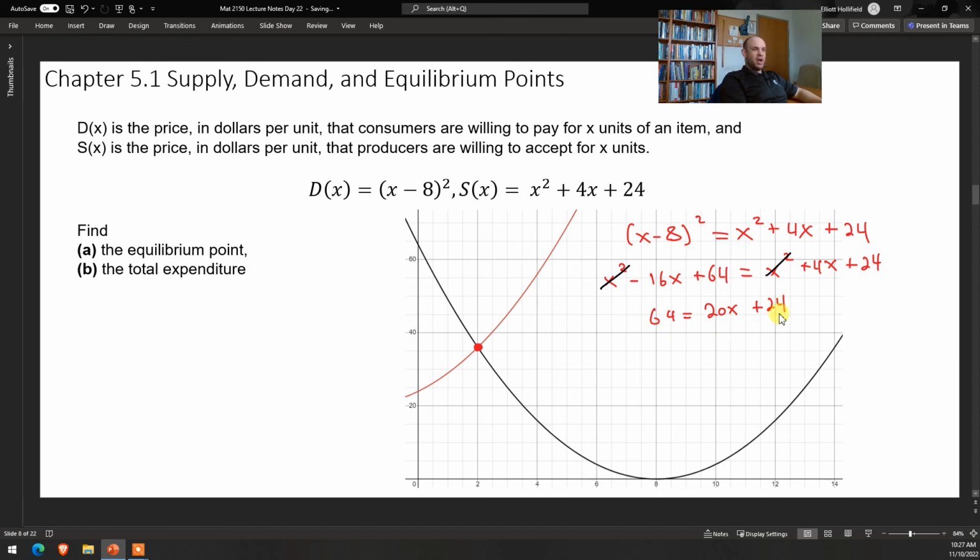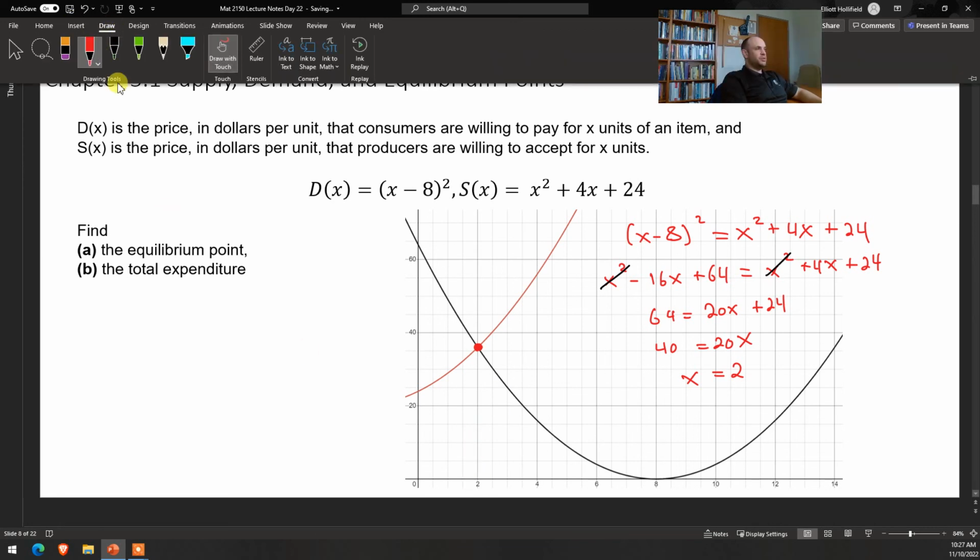Now we can subtract 24 on both sides. And we'll be left with 40 is equal to 20x. Now divide by 20 and we get x is equal to 2. Now we can draw the rectangle which corresponds to the total expenditure.